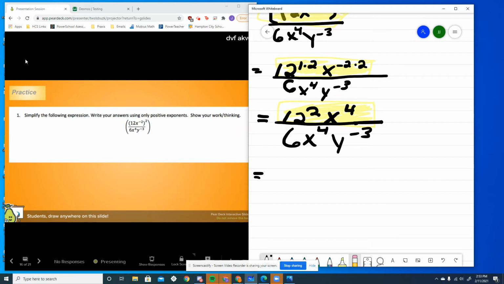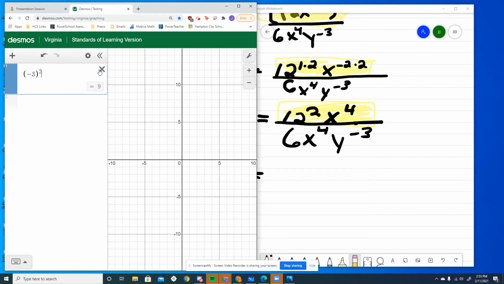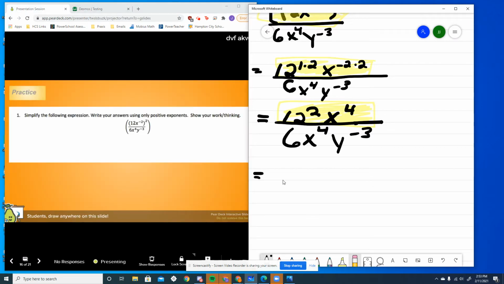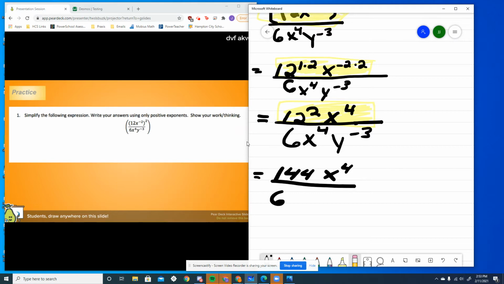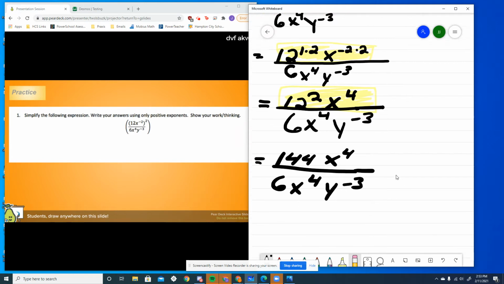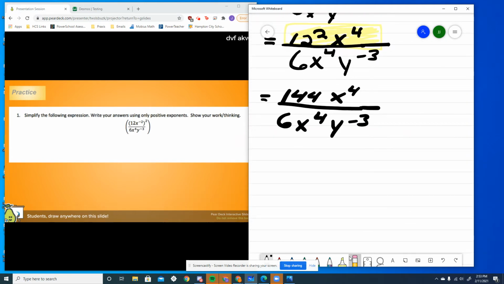You want to do 12 squared. Well, we should know what 12 squared is, but just to make sure, I know 12 squared is 144, but I'm going to go ahead and make sure on my Desmos calculator that I get it right all the time. So 12 squared is 144. I'm going to write 144x to the fourth power all over 6x to the fourth power y to the negative 3. Now I'm done with my top half. I look down at my bottom half and see, is there anything that I need to solve at the bottom? No, it looks like it's all solved out.